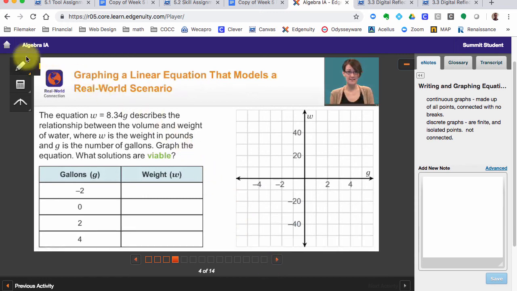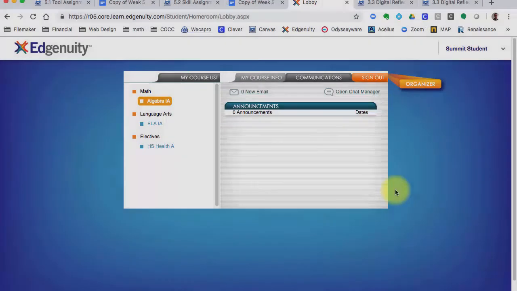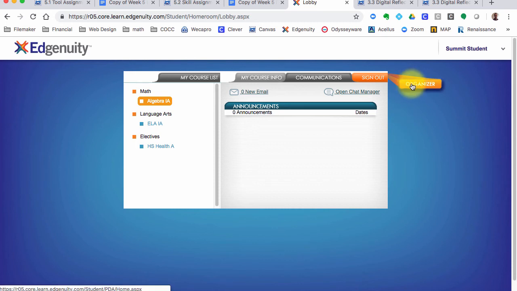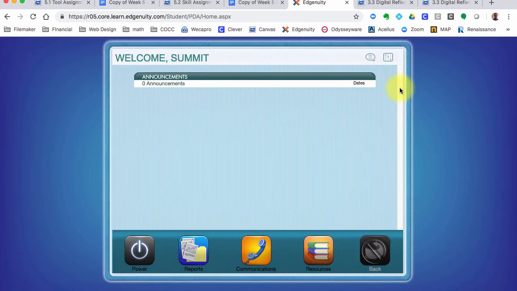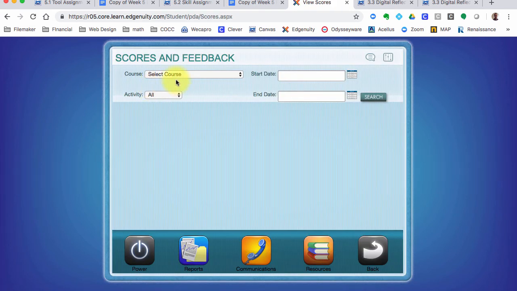I'm going to go back out and let's show you some other features here. So I've made it all the way back out to the lobby. Now I want to show you some other ways to check how you're doing in a class. I'm going to click on the organizer. I'm going to go to reports. And this time, again, I can access my eNotes. I can look at my progress report. I'm going to look at my scores and feedback.